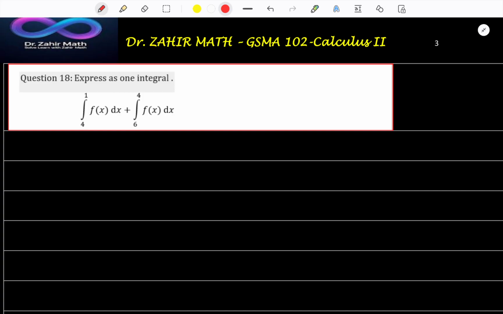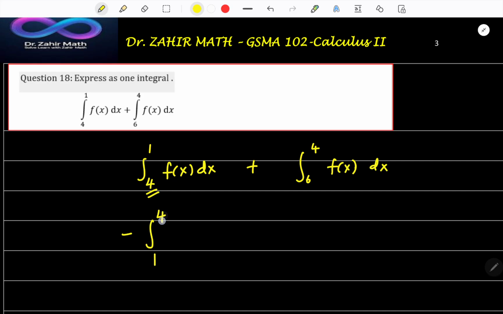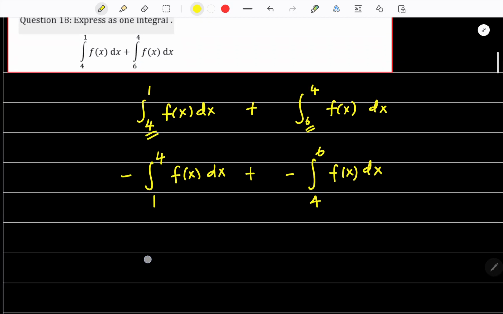The next question is integral 4 to 1 f of x dx plus integral 6 to 4 f of x dx. Let me start this one. Is the lower limit the smaller number when comparing 4 and 1? No. So I'm going to change this to integral 1 to 4 f of x dx plus, is the lower limit the smaller one? No. I'm going to write it as 4 to 6 f of x dx. Okay, now look here, 1 to 4, 4 to 6.